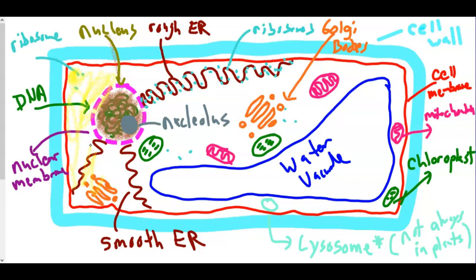So cytoplasm is where all of these other organelles are floating. It's not inside the water vacuole, it's not inside the organelles, but it's all this space around it, right? It's inside the cell membrane, so it's not part of the cell wall. So all of this is our cytoplasm. Not really beautiful, but it is what it is.